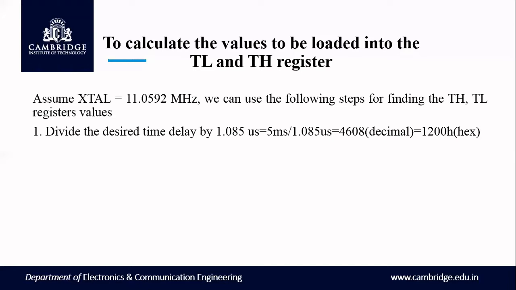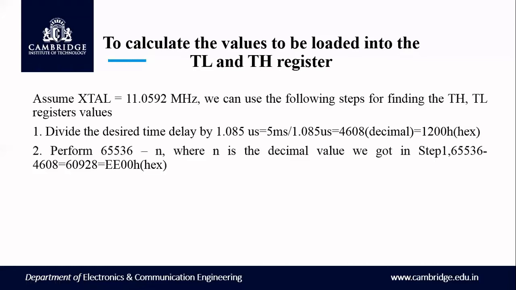So the first step is to divide the desired time delay by 1.085 microsecond. Here the desired time delay we require is 5 milliseconds. Assume that we want 5 milliseconds. That should be divided by 1.085 microsecond. That generates the total count, meaning how many times the timer should increment. This is not the initial value. So many counts you are generating. The initial value we need to calculate, to be loaded into TL and TH.